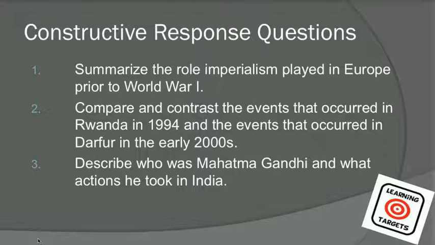Okay, let's wrap up the first part of our four-part lecture here on consequences of imperialism by looking at question number one, because we just got done talking about how World War I started. Certainly we looked at nationalism and militarism, and there are a lot of things going on that led to World War I, but imperialism caused it as well. So our first question says, summarize the role imperialism played in Europe prior to World War I.